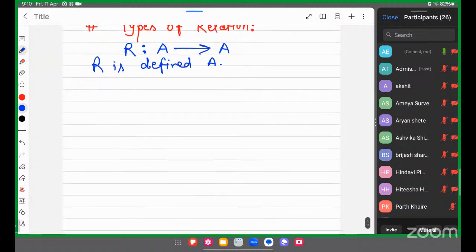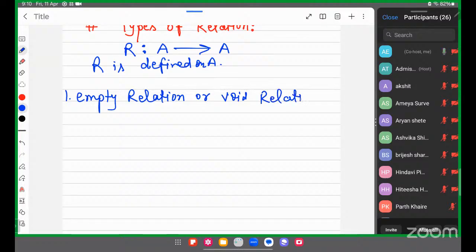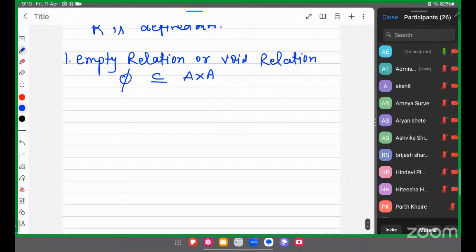In this case, we have first one, empty relation or void relation, which is given by phi, because phi will be a subset of every set. So phi is also a subset of A cross A, and hence phi is known as empty relation.